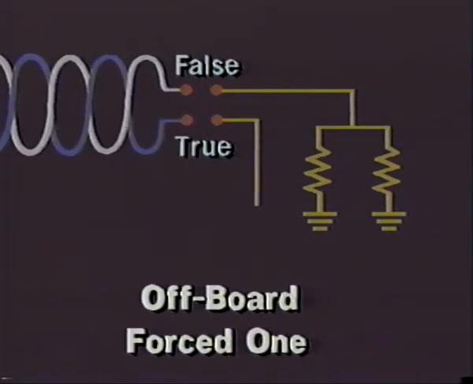To create an offboard forced 1, the false term is tied to the resistors. The blue wire, or true term, is left open.